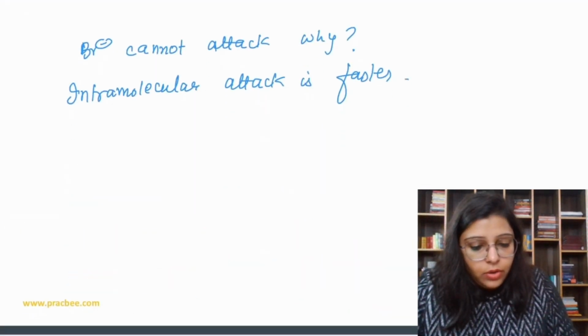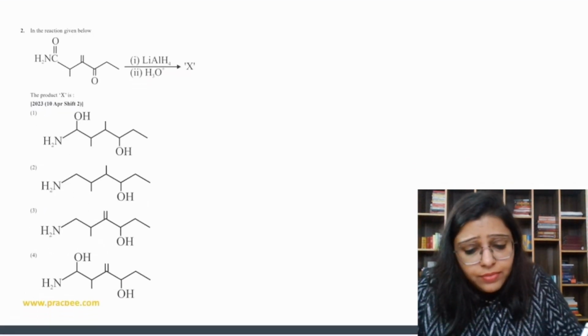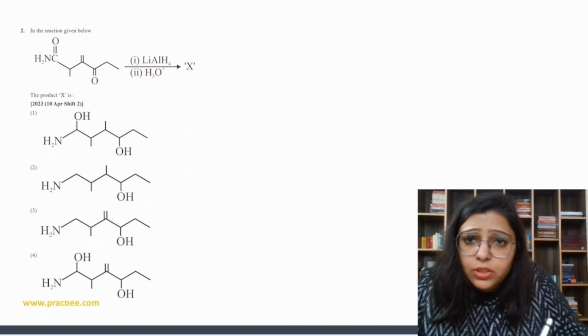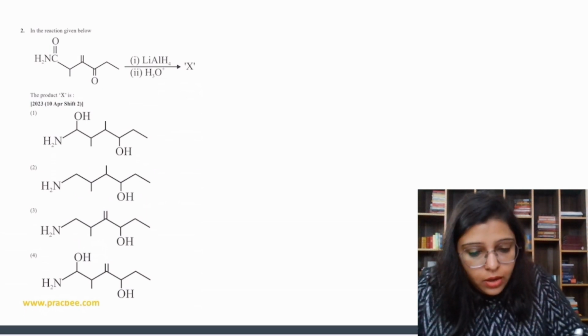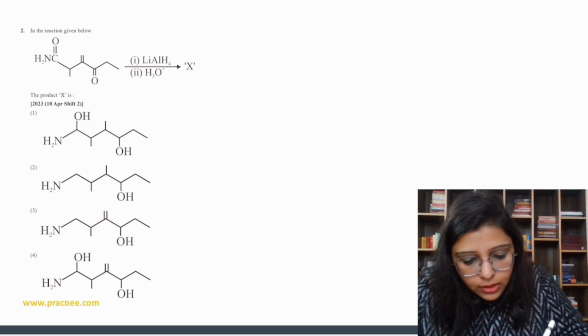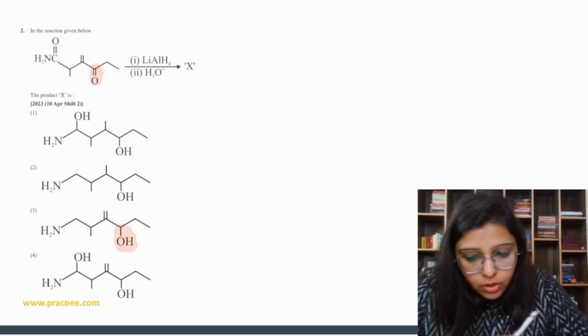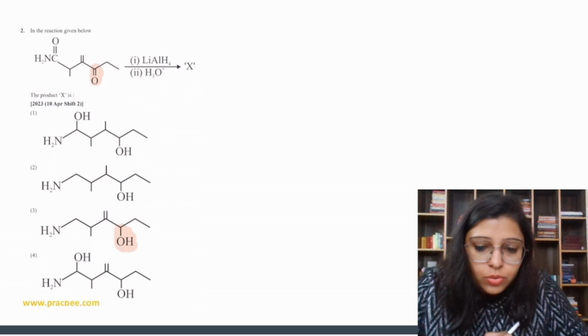Now next question, we have this C double bond O NH2, with LiAlH4 and H3O positive. Now we know that this ketone is reduced to alcohol, right or wrong? This ketone is reduced to alcohol.